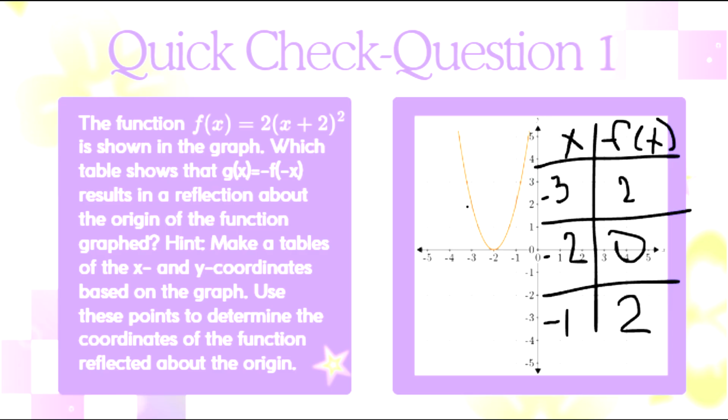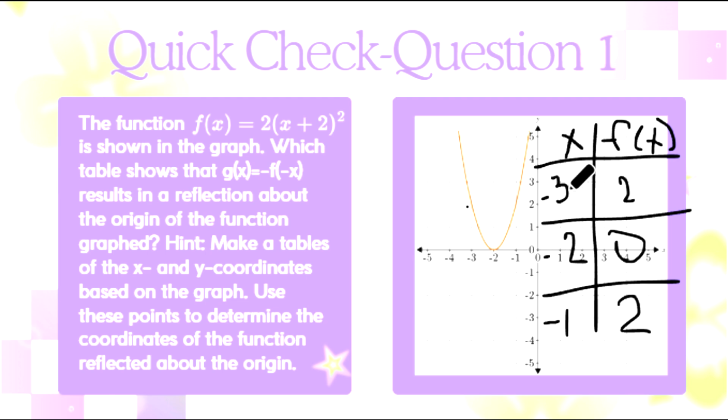Here is the quick check, and I will walk you through how to find the answer, but I will not tell you the answer. The function f of x is equal to 2 times x plus 2 squared is shown in the graph. Which table shows that g of x is equal to negative f of negative x, results in a reflection about the origin of the function graphed? Hint, make a table of the x and y coordinates based on the graph. Use these points to determine the coordinates of the function reflected about the origin.